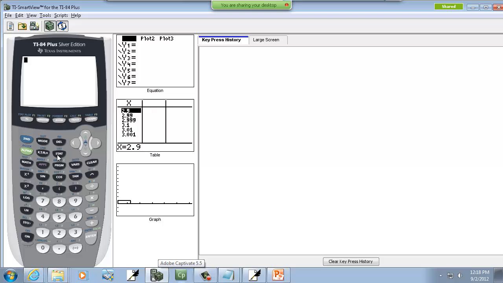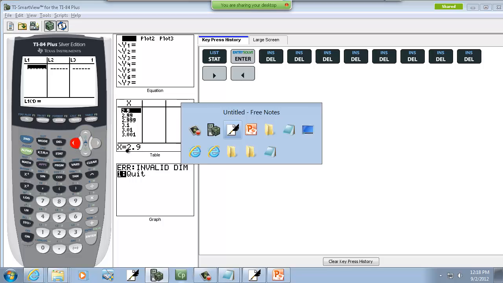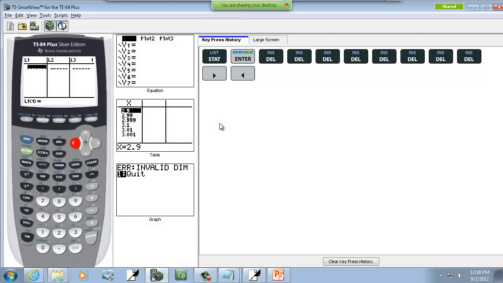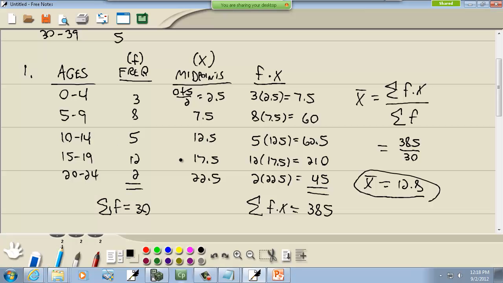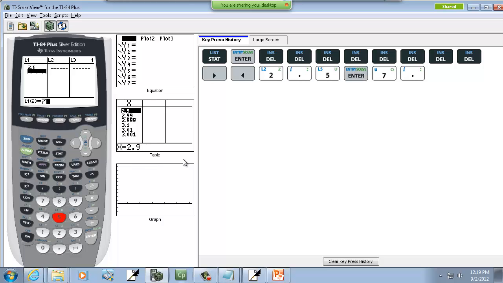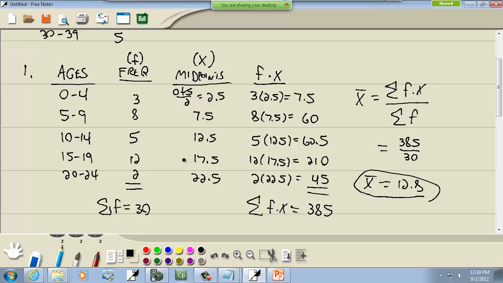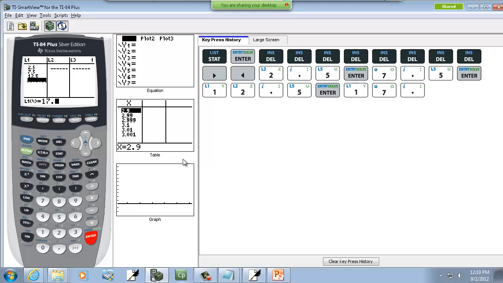Press Stat, go into Edit. If you've got numbers in L1, go ahead and press Delete till they're all gone. If you have numbers in L2, you can right arrow over and press Delete on them till they're all gone. Okay, so L1, midpoints. Let's put our midpoints there. So we've got 2.5, 7.5, 12.5, 17.5, and 22.5.